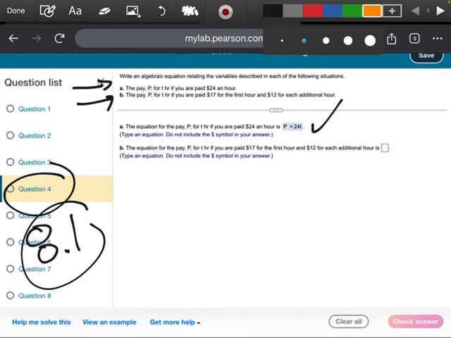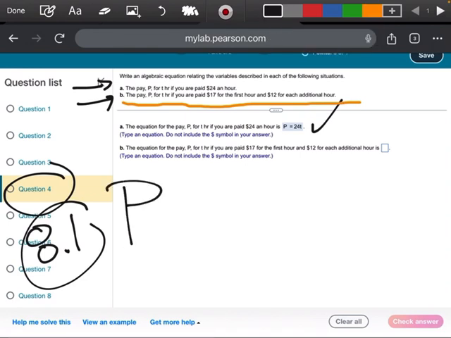Part B, y'all, says, how do we find the pay P for T hours if we get paid $17 for the first hour and then $12 for each additional hour? Okay, so let's see if we can figure that out. So y'all, we're gonna come back over here, and we're gonna write out our pay P.